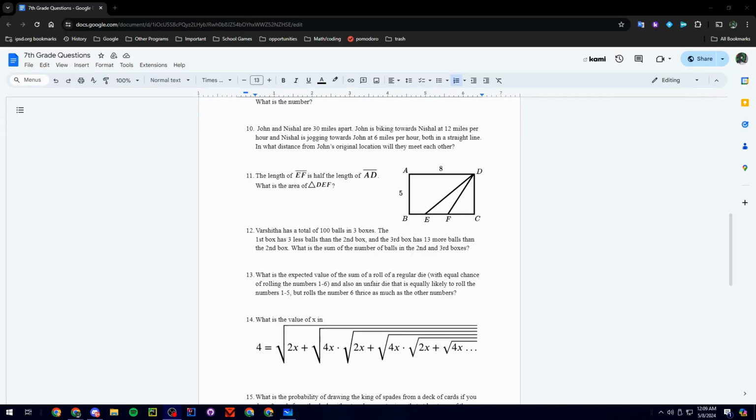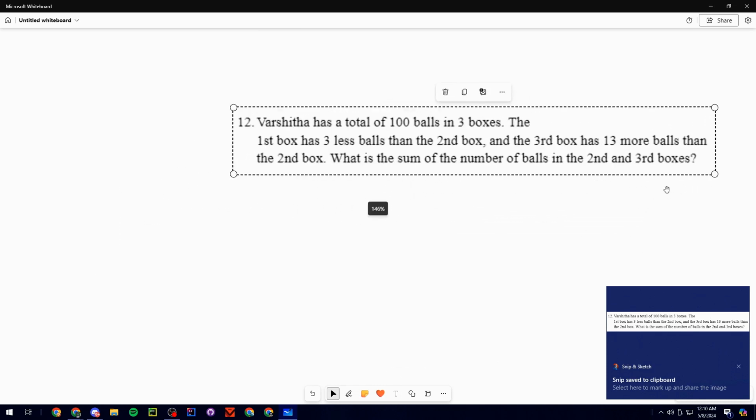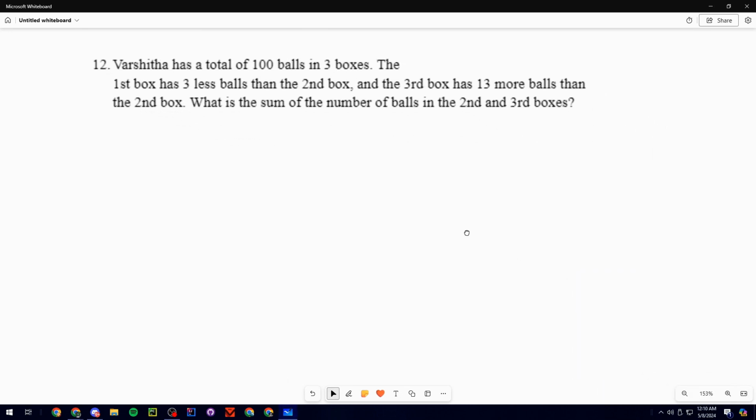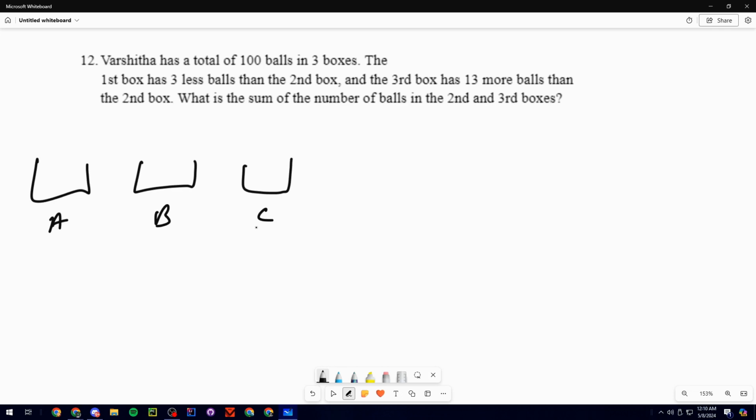Okay, problem 12. I'm just going to screenshot this real quick. Okay, Farshita has a total of 100 balls in 3 boxes. I have 2 ideas. I can make a picture, which will definitely help. That's one way to go about it. I'll label these boxes A, B, and C. That's just a good visualizer. Now, we know that the total is 100 balls, so A plus B plus C is equal to 100.